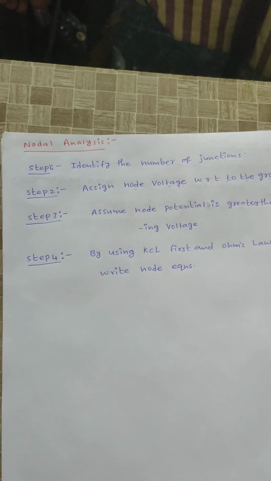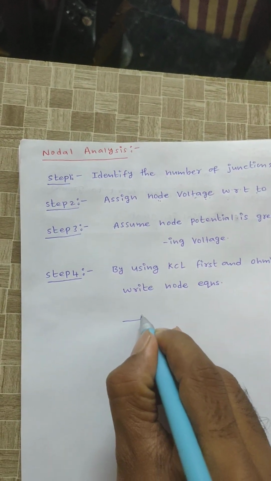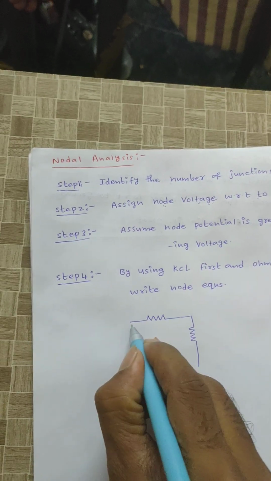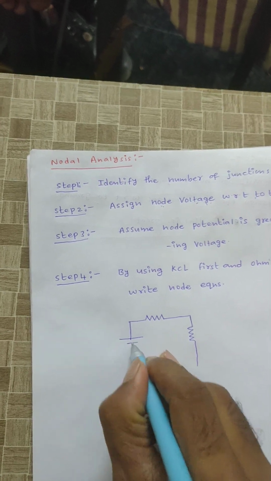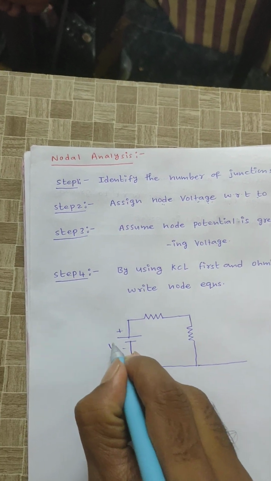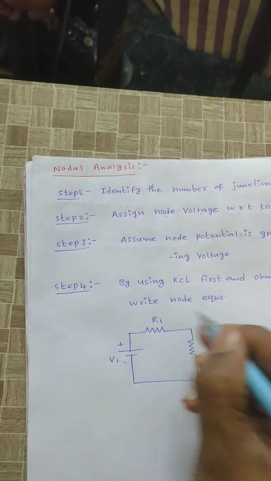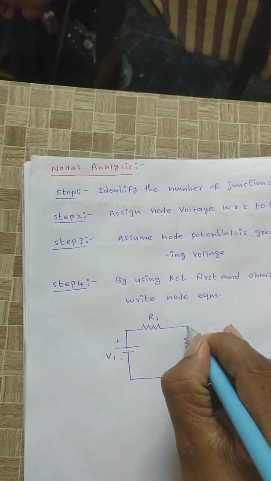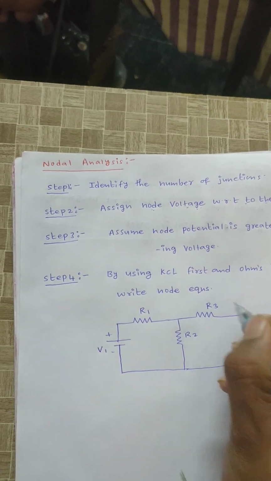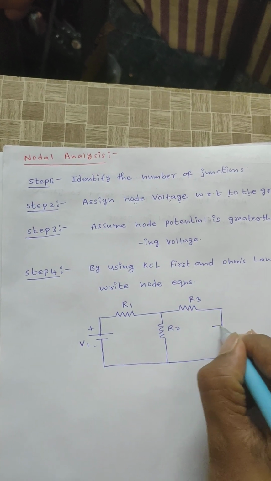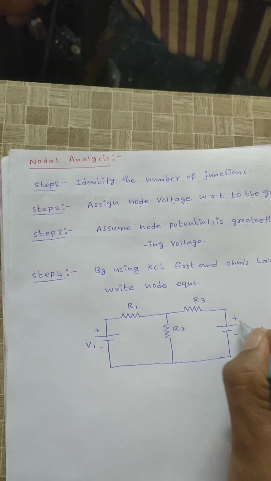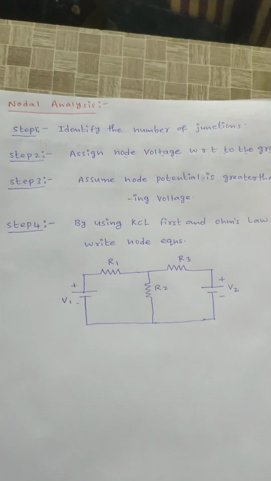To understand all those points, let us consider one circuit. It has a battery voltage of V1, with resistors R1, R2, R3, and a second battery voltage V2. Okay, let us consider this circuit.